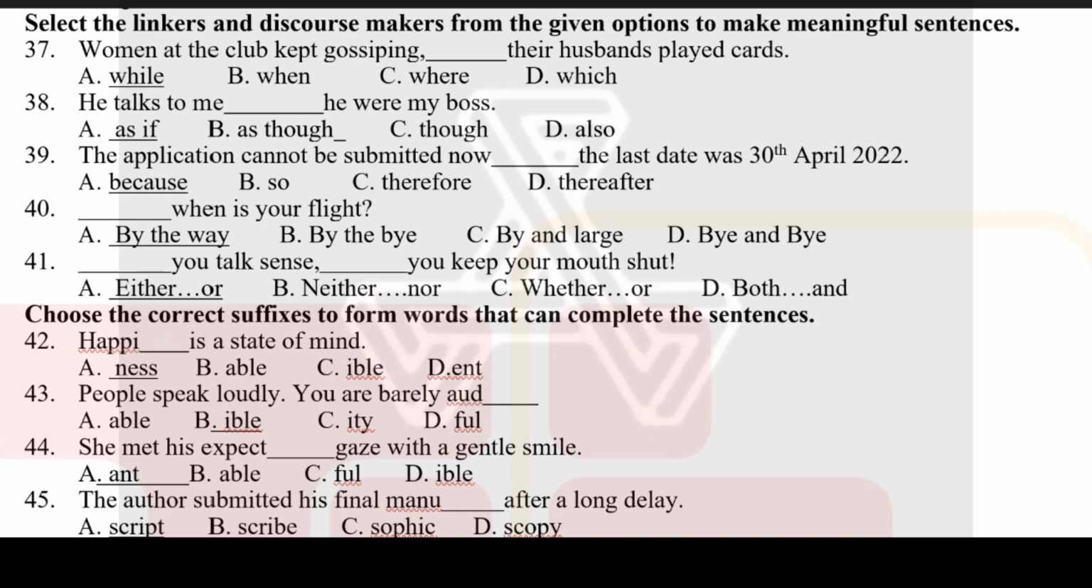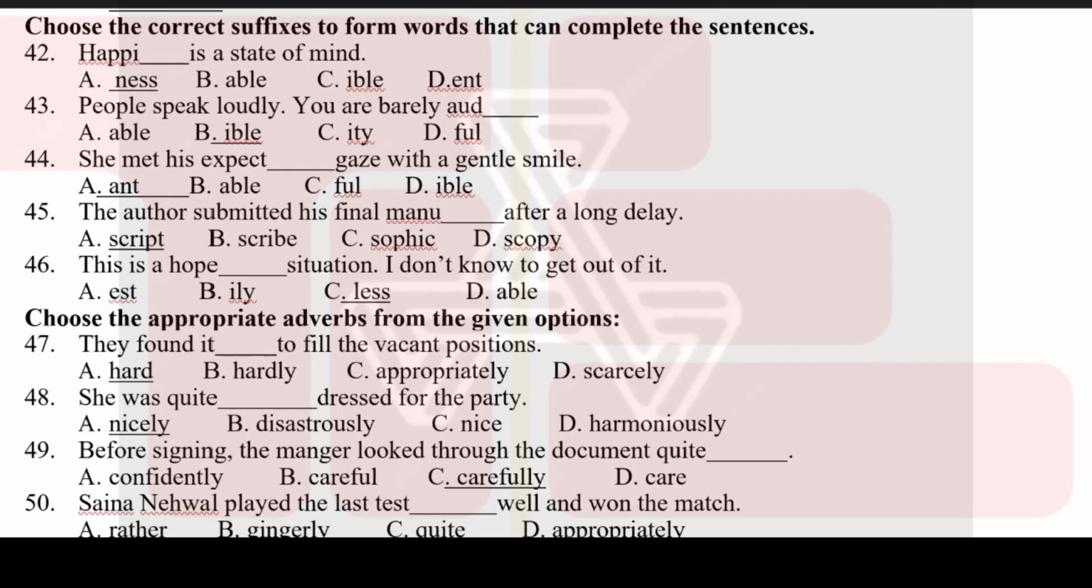Choose the correct suffixes to form words that can complete the sentences. Happiness is a state of mind. People speak loudly. You are barely audible. She met his expectant gaze with a gentle smile. The author submitted his final manuscript after a long delay. This is a hopeless situation. I don't know how to get out of it.